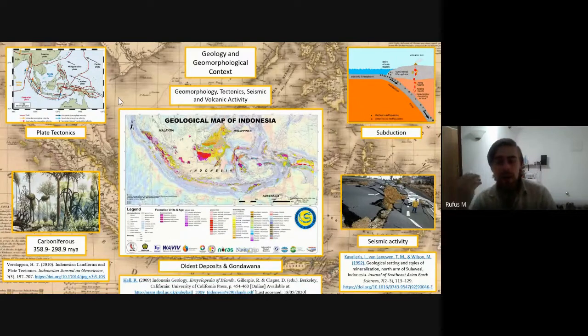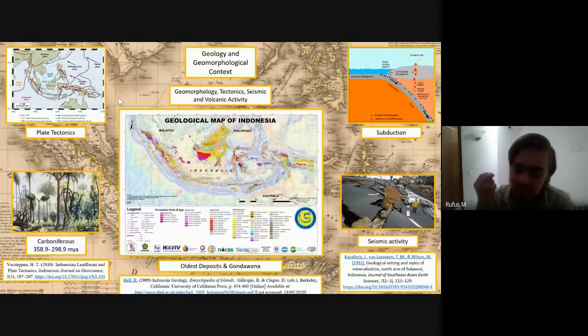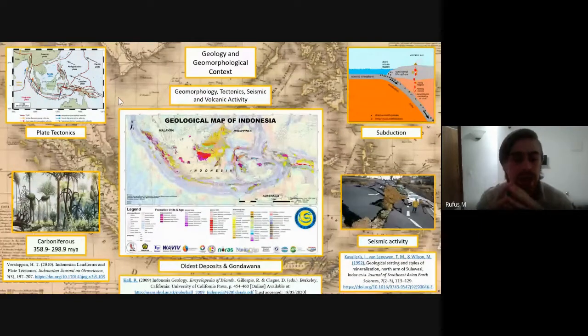However, parts of the islands of Southeast Asia used to be part of a much greater continent, the supercontinent of Gondwana, I believe. I may have pronounced that a little incorrectly, but I believe the formation process started about 300 million years ago, which puts it towards the end of the Carboniferous period. So, next slide, please.